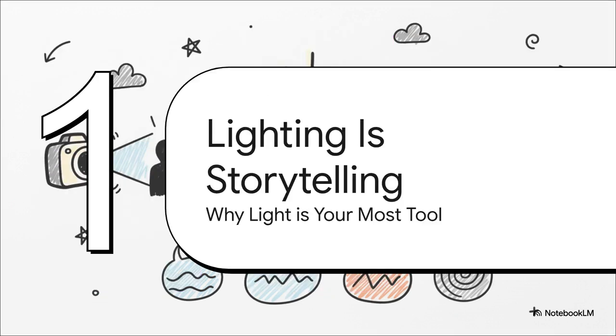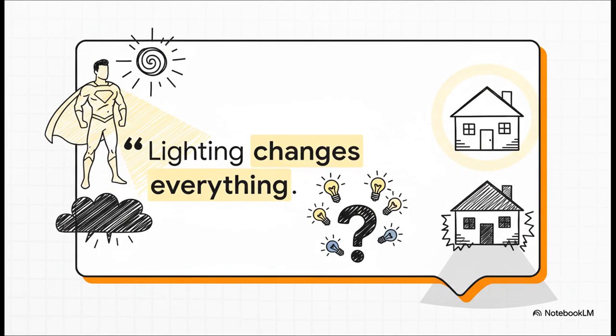Let's start with the absolute most important idea here. Lighting is storytelling. Seriously. Before a character even says a word, before they take a single step, the light in the scene has already set the emotional tone for the audience. We're not just flipping a switch, we're building the entire mood from the ground up. And it's really not an exaggeration to say that lighting changes everything. I mean, we just saw it. A simple shift can turn a hero into a villain or a cozy room into a place of danger. So from this point on, the first question you should always ask yourself is, what story is my lighting telling?